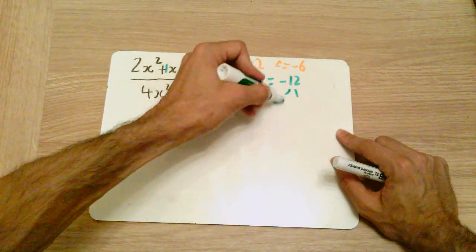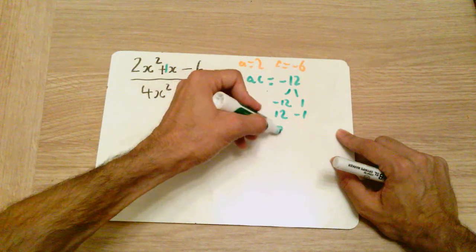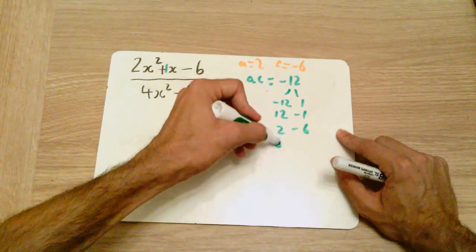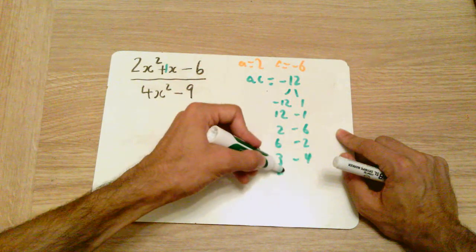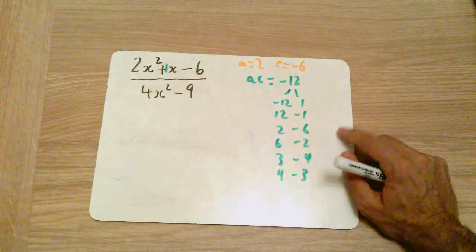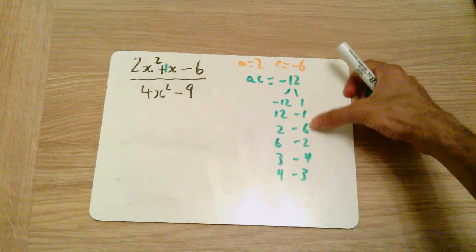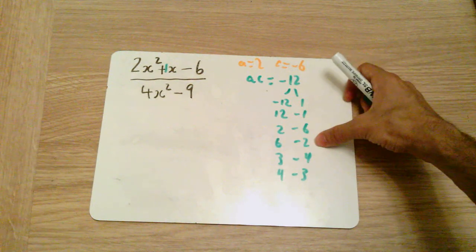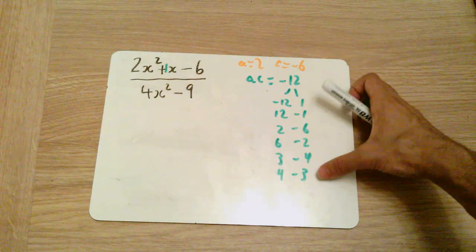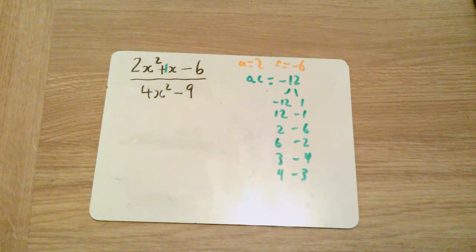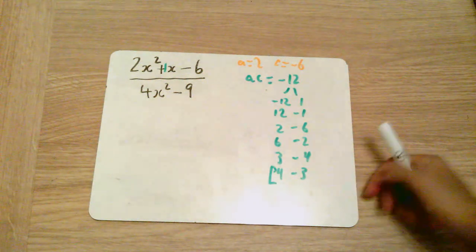So that could be minus 12 and 1, or 12 and minus 1. It could be 2 and minus 6, or 6 and minus 2. Or it could be 3 and minus 4, or 4 and minus 3. Now again, minus 12 and 1 adds to make minus 11. This adds to make 11. 2 and minus 6 is minus 4. This adds to make 6 minus 2 is 4. 3 and minus 4 is minus 1. 4 and minus 3 is plus 1. So that's the combination we need to use, 4 and minus 3.